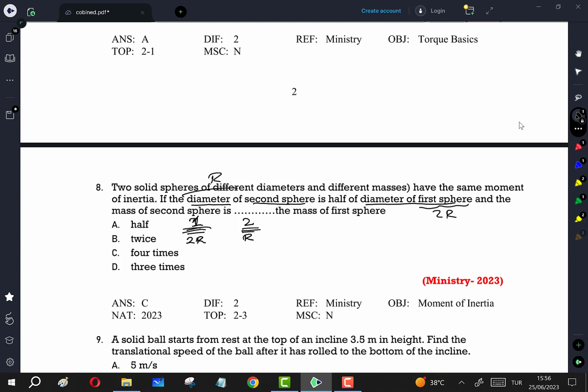And they have the same moment of inertia. The first sphere's mass and the second sphere's mass are not equal. The question is: the mass of the second sphere is how many times the mass of the first sphere? But I know that they have equal moments of inertia. So let's write their moment of inertia equations. For the first sphere, it is 2 over 5 m1 (2r) squared. This is the moment of inertia of the first sphere, which must be equal to the moment of inertia of the second sphere. The question says they have the same moment of inertia, yani 2 over 5 m2 times r squared.